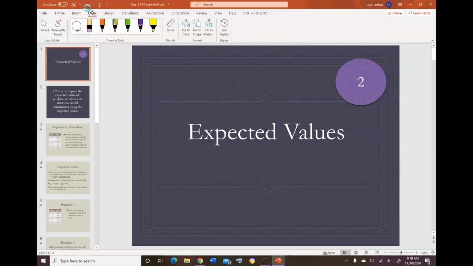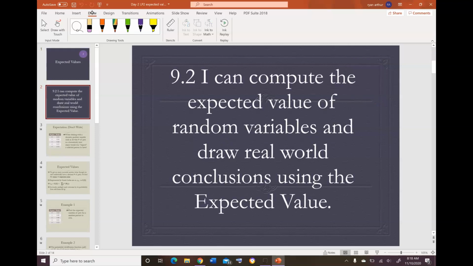All right, so today we're going to talk about expected value. We're still working with probability distributions. You're still going to have your random variable, and we're still doing discrete random variables, okay? So we are going to compute the expected value of a random variable, and then we're going to draw some real-world conclusions from that expected value.